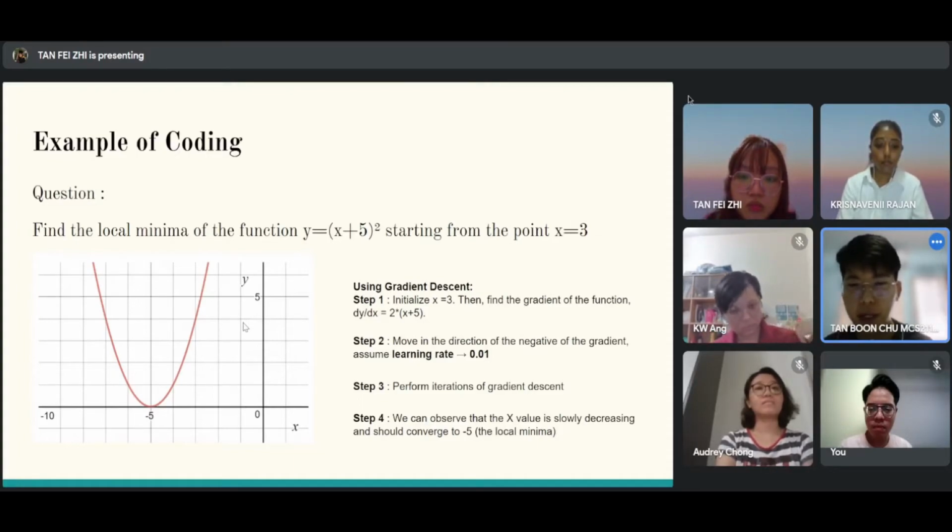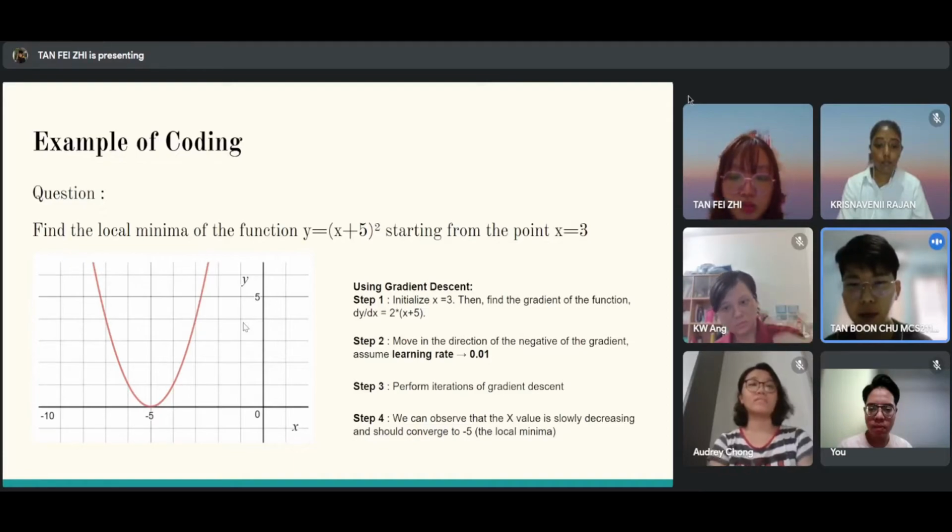So by using gradient descent, there are a few steps we need to take into account. The first step is to initialize x equal to 3. Then find the gradient of the function dy/dx, which is the derivative of the y function, equal to 2 multiplied by (x plus 5). And for step 2, move in the direction of the negative of the gradient. Assume learning rate is 0.01.